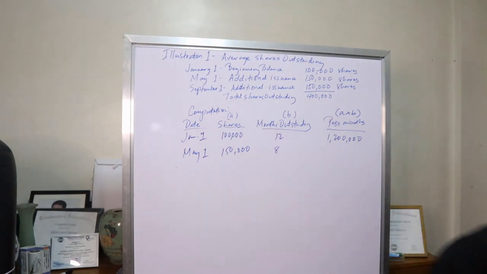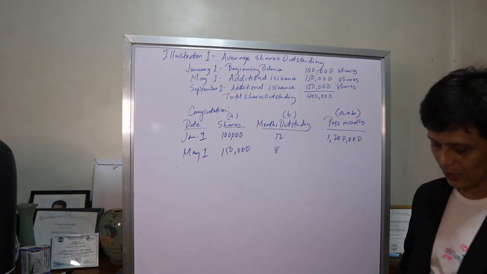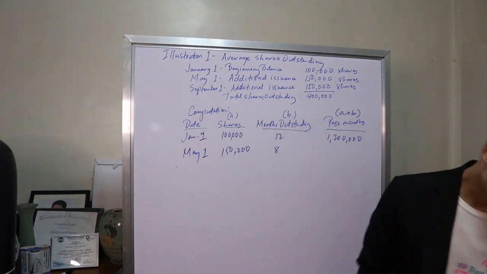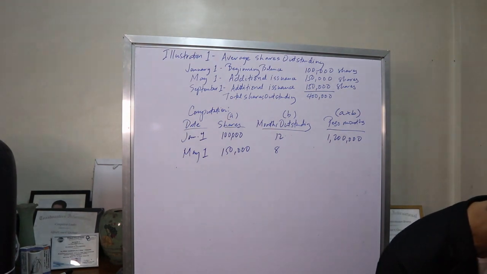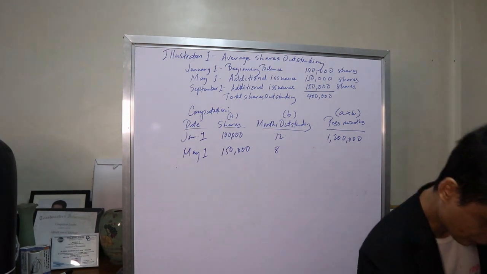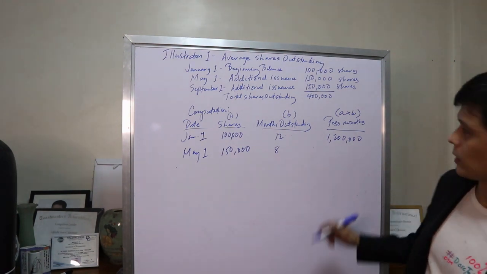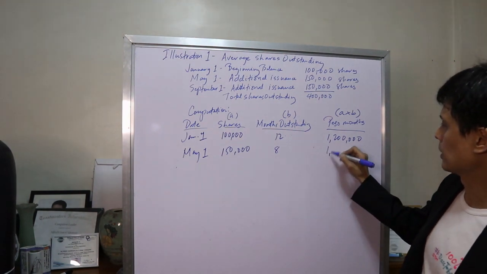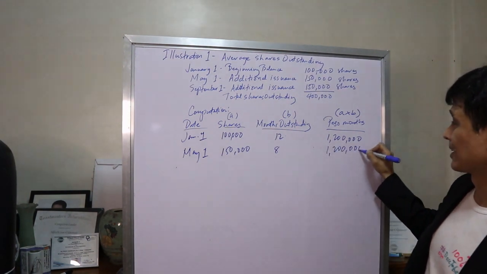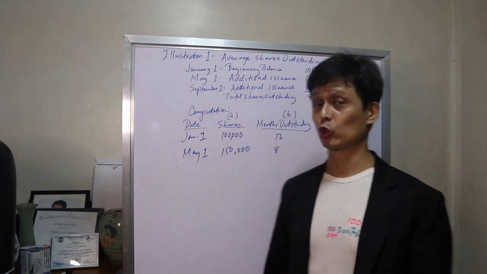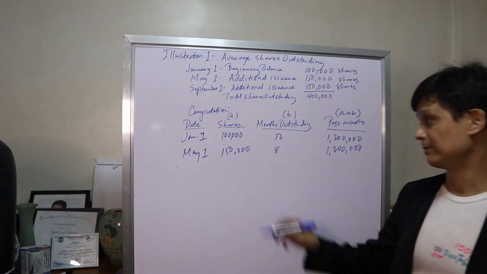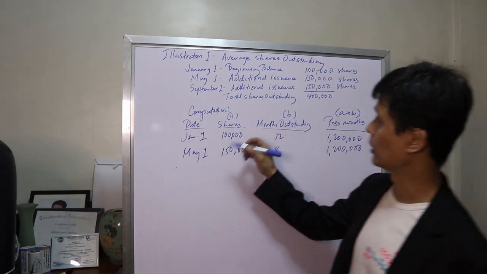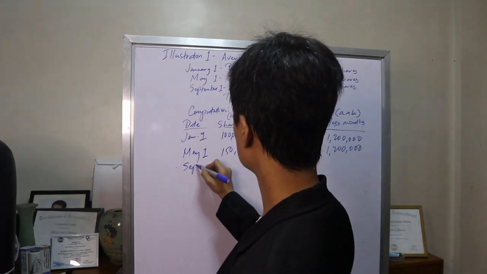Sige nga, ikaw na bahala dyan. So 150,000 times 8, that would be how much? Okay, so that would be also 1,200,000. Yan. Bakit 1,200,000? Basta 1,200,000. Okay, tama yan. Okay, and then next is yung September.